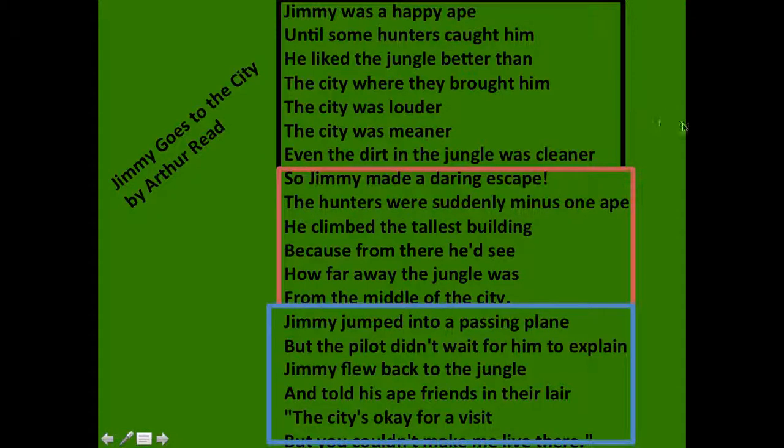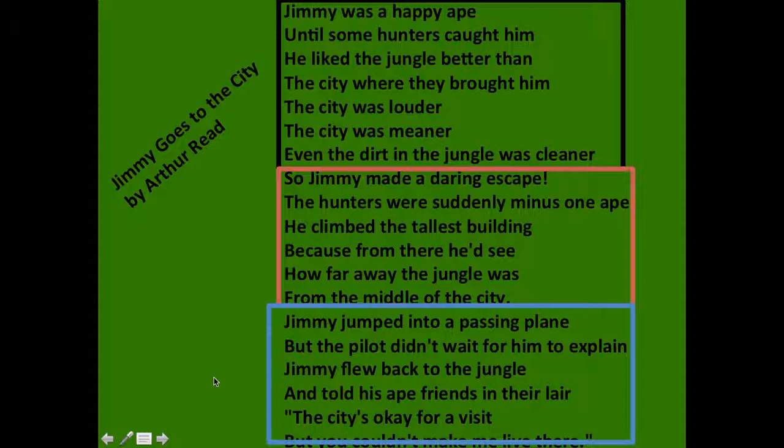Okay, in the middle, Jimmy makes a daring escape. Okay, and the end. Jimmy returns to the jungle and tells his friends he does not want to live in the city. Okay, so I've made all those notes off to this side. I've divided it up. I've thought about it. Here is a great place, especially if this was like the STAR test or some sort of standardized testing. This would be a great place to take your notes.